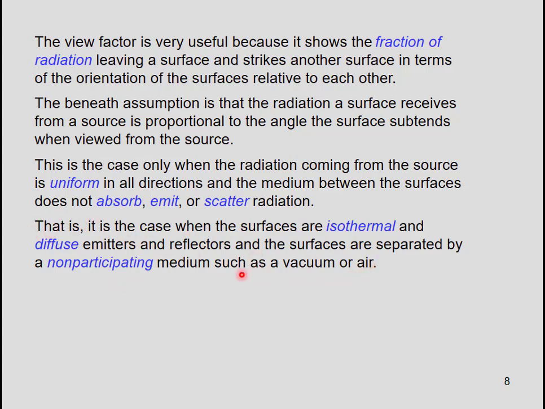This paragraph actually is important. In other words, we can use this view factor when the surfaces are isothermal, they are diffuse emitters and reflectors, and the surfaces are separated by a non-participating medium like vacuum or air, which does not affect the amount of radiation, or cannot reflect, absorb, emit, or scatter it.